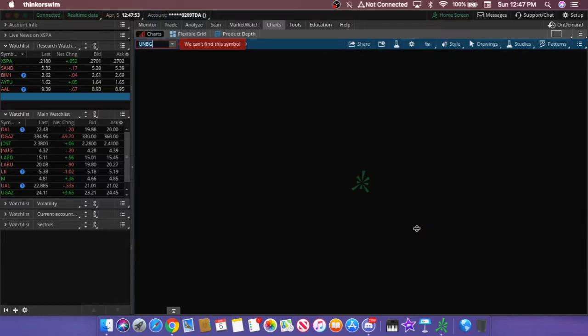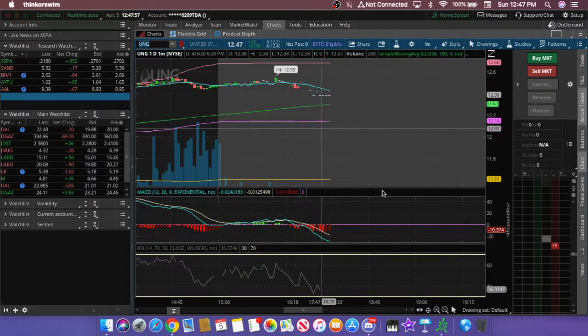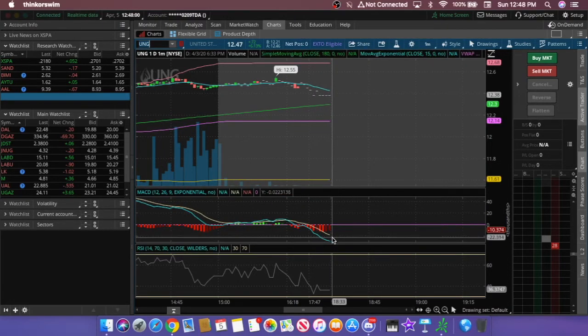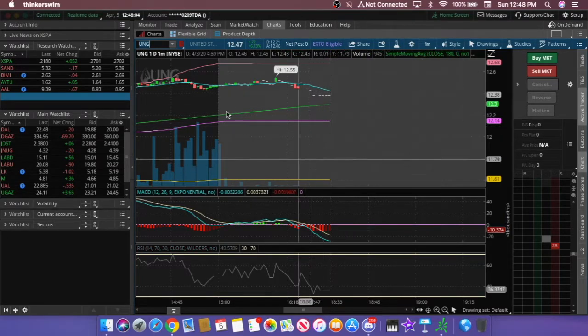Because looking at the UNG price here, you can see that there is a slight dip, but you can see that it is going around the near. So when the pre-market hits, we can see that there's going to be an increase in the UNG value.